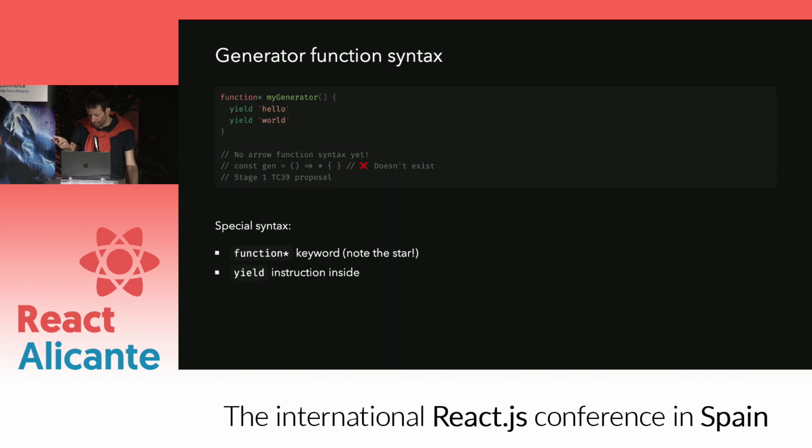Generator functions have a special but very familiar syntax, because they are declared by using the function star keyword. Notice the star we have after function. Inside, they may use the yield instruction to produce values. The first thing that I always get asked: can I use generator arrow functions? Unfortunately, not yet. There is a stage 1 TC39 proposal for arrow generators, but it's not something that we see coming in the foreseeable future, unfortunately.